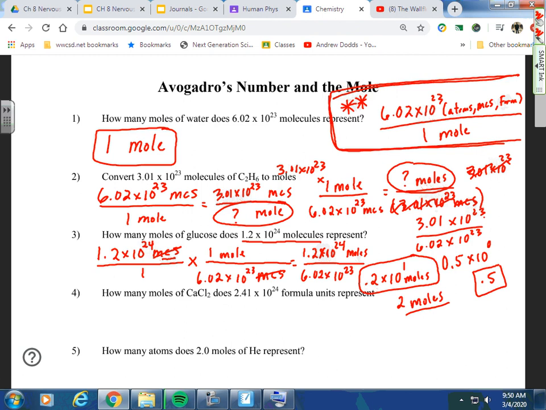So what would our start be for number 4? Okay, they say formula units. I really just think of formula units as molecules. You could write formula units if you want. Put that over 1.